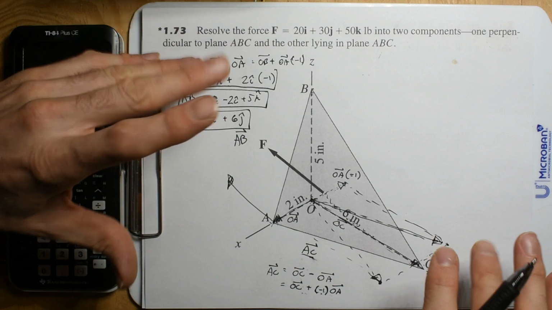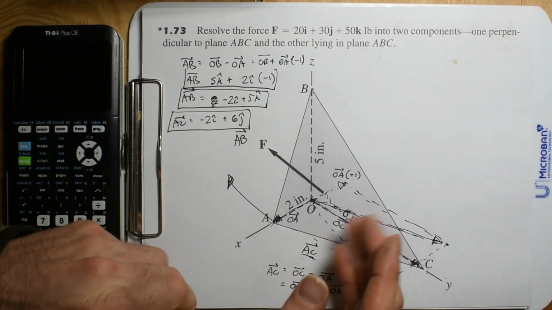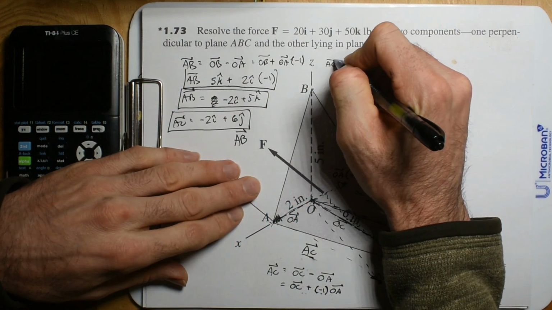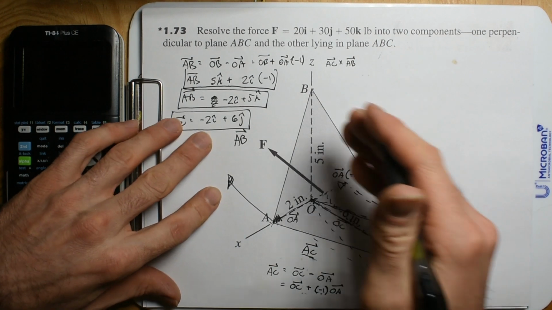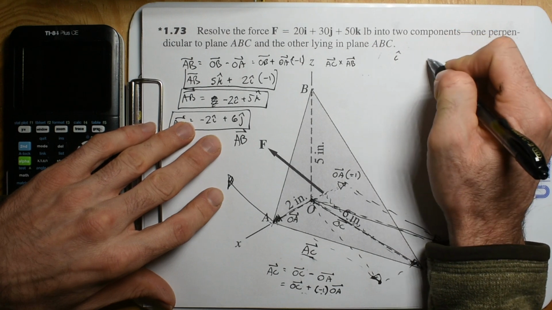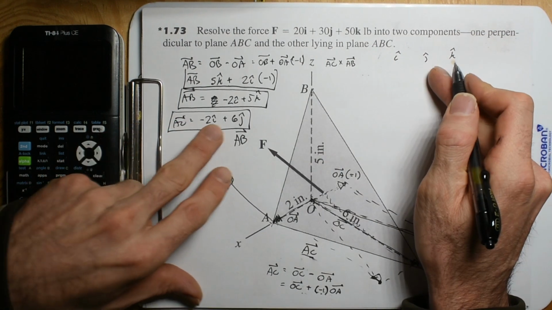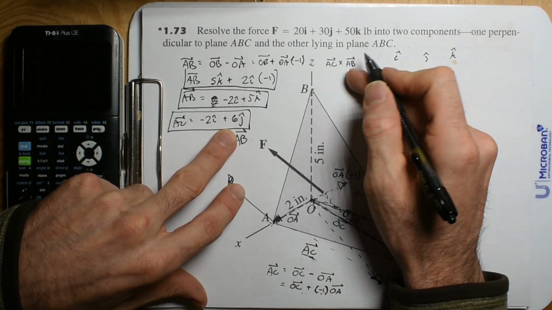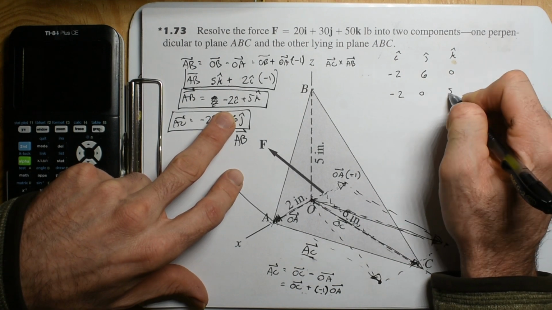Alright, now let's shake it out. So we have vector AC crossed with vector AB. I'm going to do it the fast way. If you've never done this before, you do I, J, K, and then put vector AC right here, which is negative 2, 6, and then 0. And then vector AB on the next slot, that's going to be negative 2, 0, and 5.